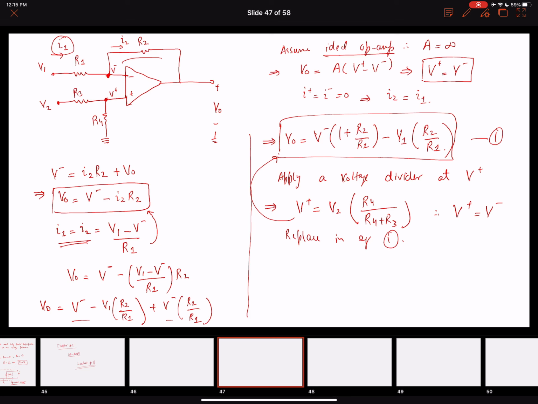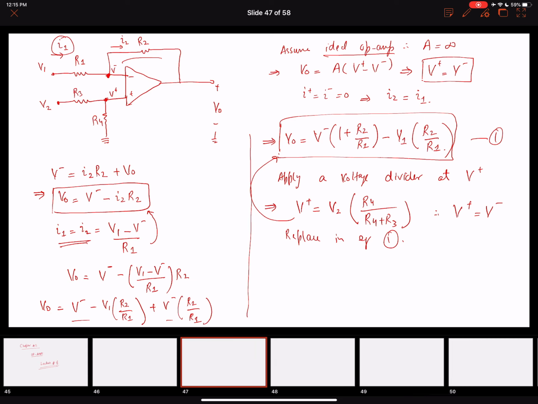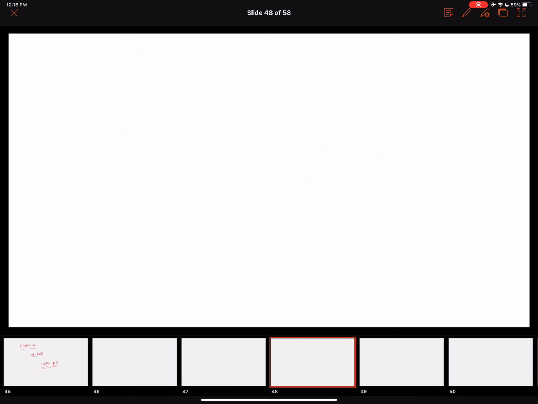Okay, so let me put down this value on the next page. So my V naught will become, since this V negative equals V positive here, I'm going to replace this value now. So V naught will become V2 into R4 over R3 plus R4 into 1 plus R2 over R1, minus V1 R2 over R1. So let's multiply these.